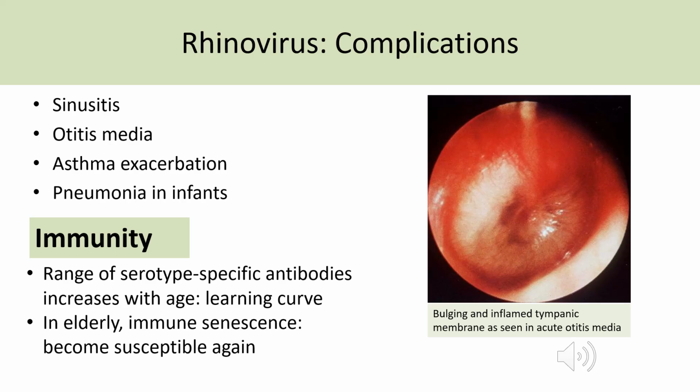The immune response to rhinovirus is usually antibody mediated. Antibodies can protect in a serotype specific manner against future rhinovirus infection. And because there are so many different rhinoviruses, there is a learning curve with age, so that as children grow up, their immune system recognizes more and more types of rhinovirus, and infections become less frequent. But in the elderly, as their immune system undergoes senescence, they become susceptible again and they become infected with rhinovirus repeatedly.